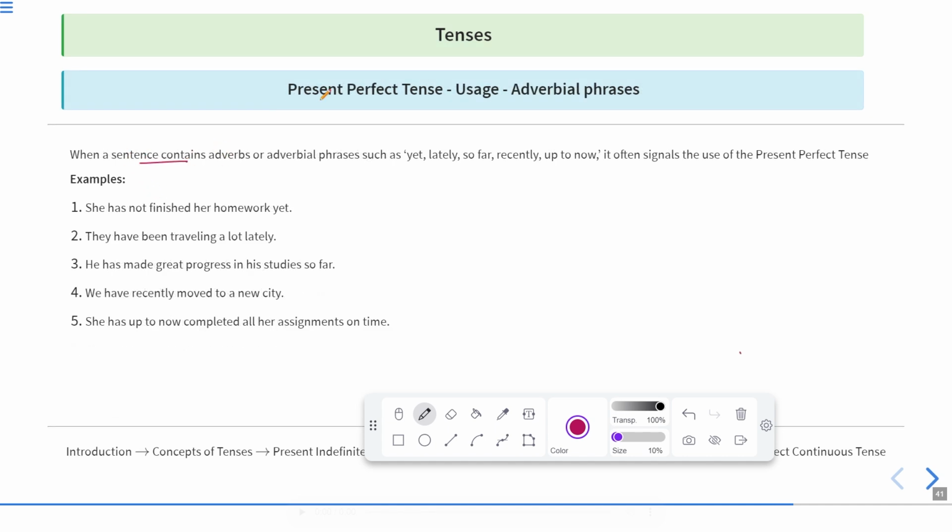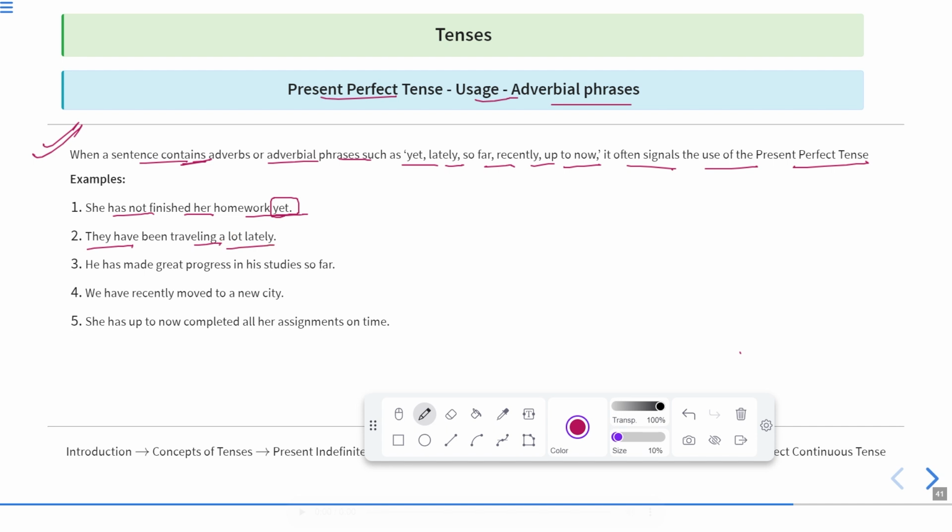Now, present perfect tense usage in adverbial phrases. When a sentence contains, now this one is a very, very important part, adverbs or adverbial phrases such as yet, lately, so far, recently, up to now, it often signals the use of present perfect tense. Okay. If a sentence contains any of these words, these types of words can only be used in present perfect tense. She has not finished her homework yet. So we have used yet over here. However, we'll elaborate yet in the next slide as well.